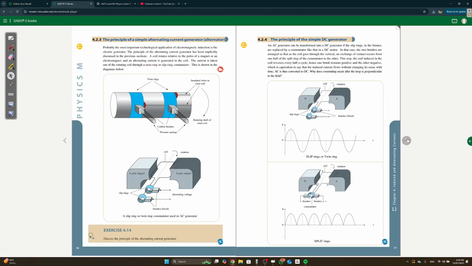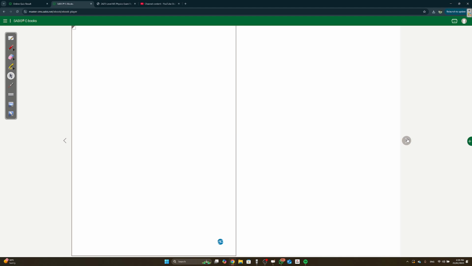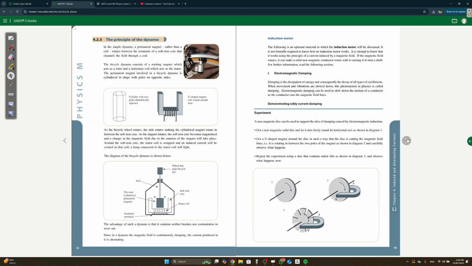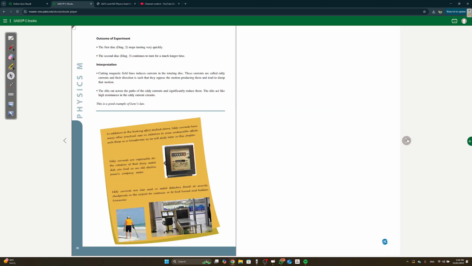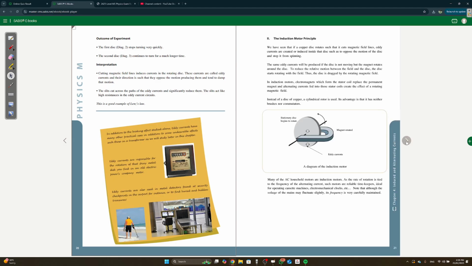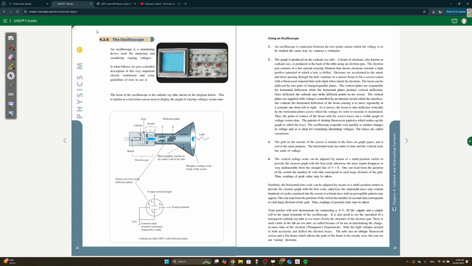But do you need oscilloscope? Because oscilloscope's annoying. Let me see. Is oscilloscope needed? Please say no. Oh, it is.